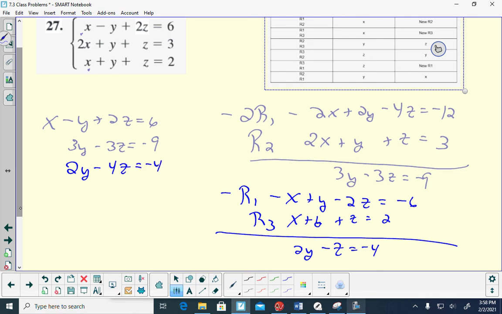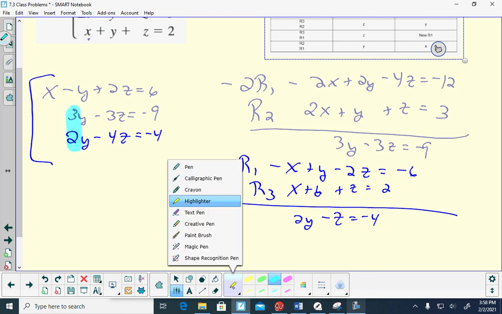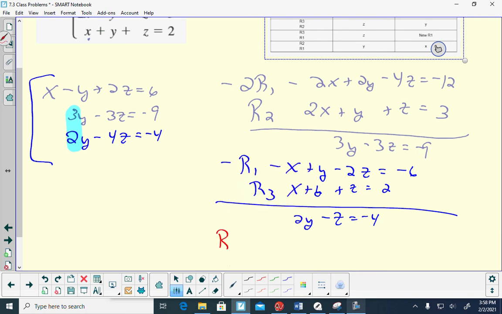So now that is where I'm standing right now. That's my equivalent system. Now I'm going to do row 1 and row 2 and row 3 to eliminate my y and find my z. So what do I have to multiply by in order that these two drop out or equal 0? I'm going to multiply row 2 by a negative 2.